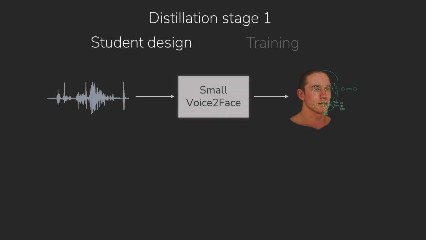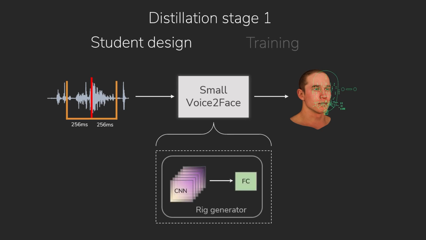In contrast, our small voice-to-face model processes only a 512 millisecond audio window using 256 milliseconds of past and future context. It predicts rig parameters directly, frame by frame. With a fully convolutional architecture, it's optimized for speed and efficiency, enabling real-time animation with a small computational footprint. It contains just 3 million parameters and requires only 21 megabytes of memory per frame.